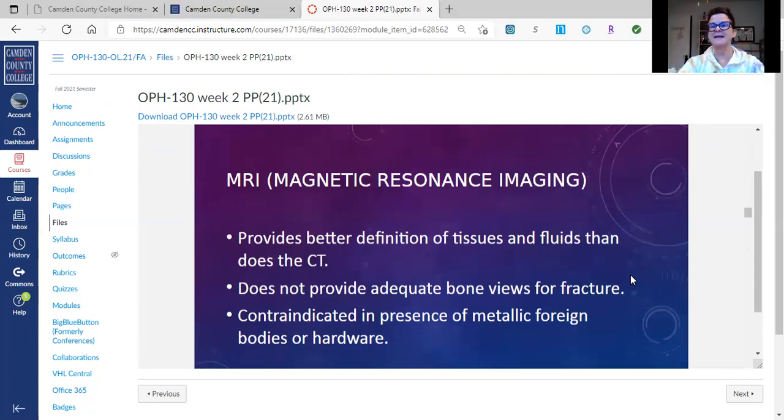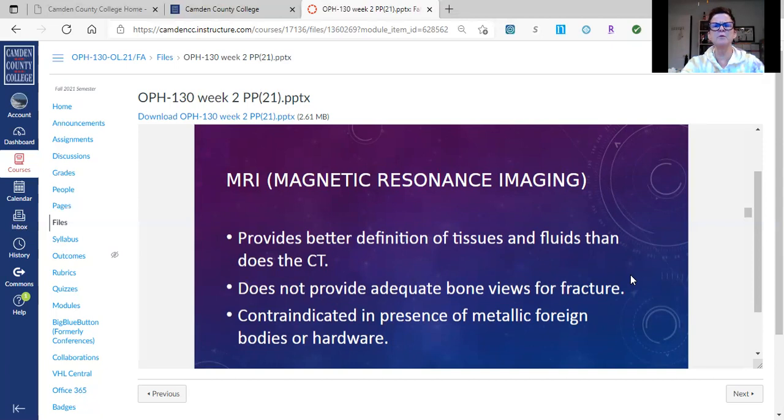They are not a candidate for an MRI because what happens is an MRI says so in the name, magnetic resonance imaging. High-powered magnets would pull that BB right out of the eye and damage the eye on its way out. So metallic foreign bodies, any presence of any metallic sort of hardware is contraindicated for an MRI.